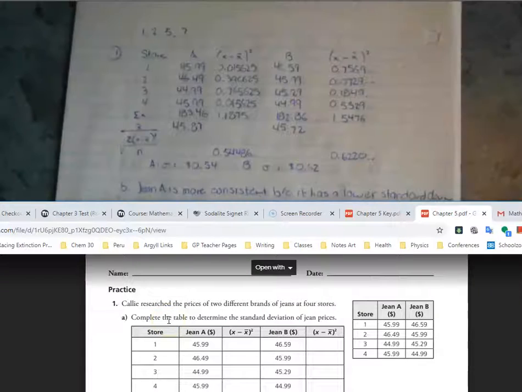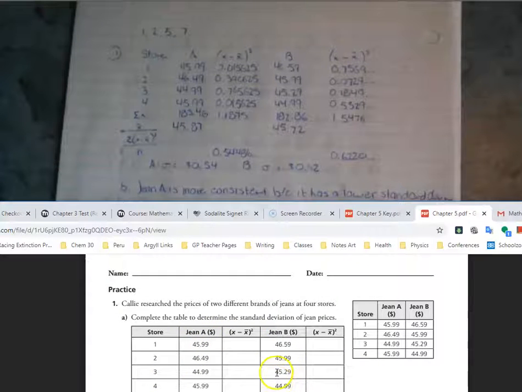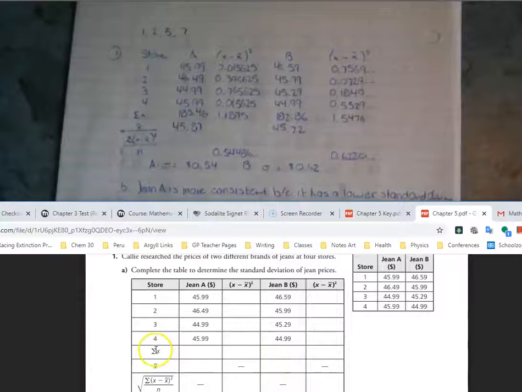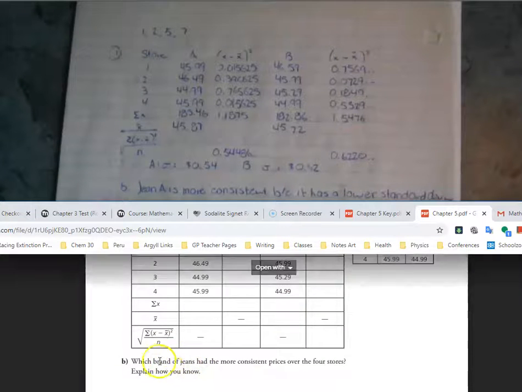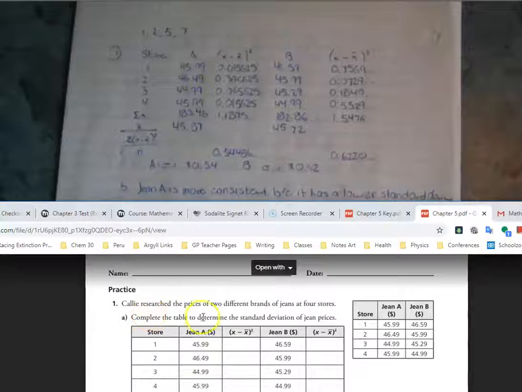We have this person who researched prices of 2 different brands of jeans at different stores. And we're given a table here of the different stores, the 2 brands of jeans, and their prices at each of the stores. And then, as you can see, we're asked to do some calculations here to fill in the chart. Let's see, what does it say? Complete the table to determine the standard deviation.